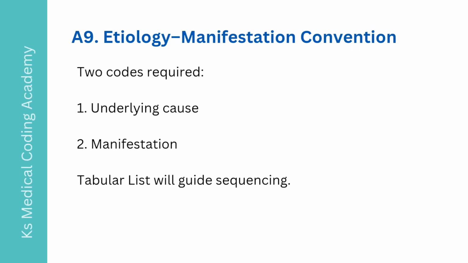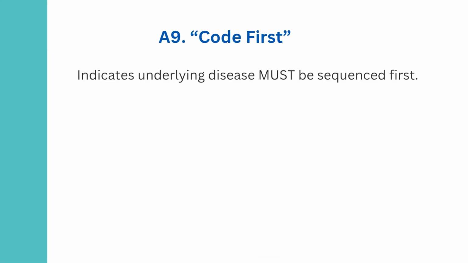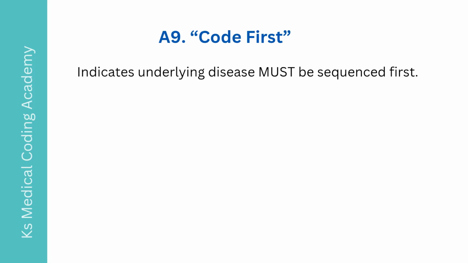Etiology Manifestation Convention. Some conditions require two codes, one for the etiology, the other for the manifestation. The tabular list will indicate sequencing and whether both codes are necessary. Code first. A "code first" note indicates that the underlying cause must be coded first. The manifestation is then coded as an additional code.